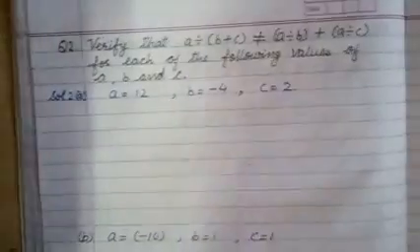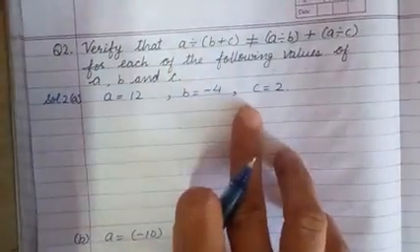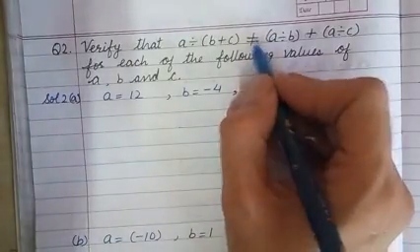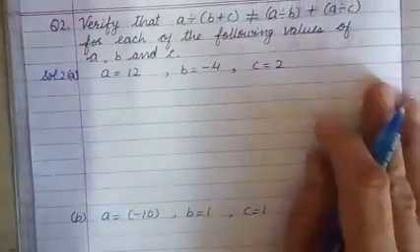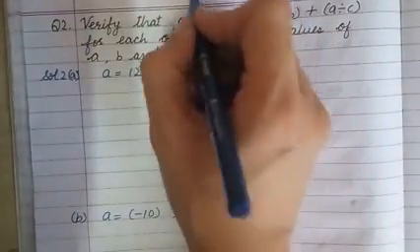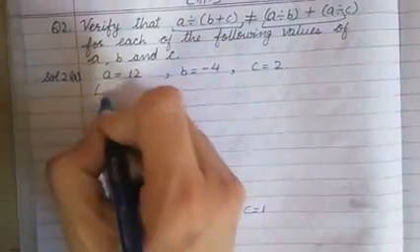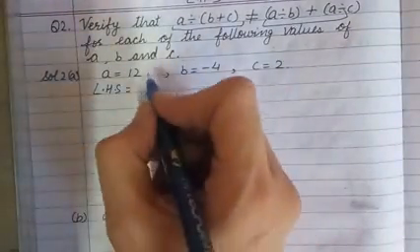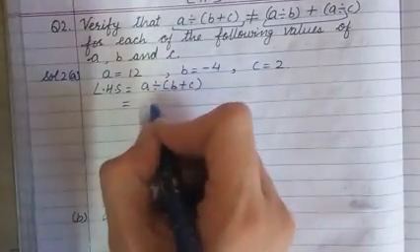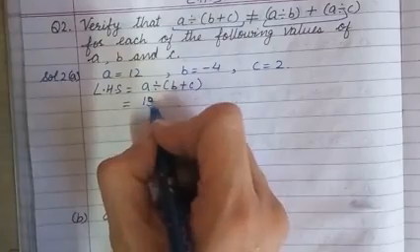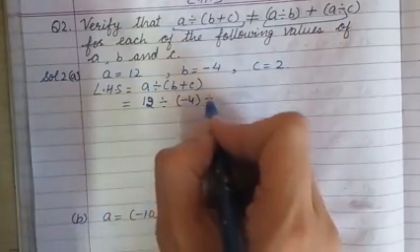Now question number 2, it is saying that division is not distributed over addition. This is saying not equal. So here let us see. Whenever we have to verify, we take left hand side and right hand side. Left hand side is equal to a divided by b plus c. Substituting the values, a is 12 divided by -4 plus 2.